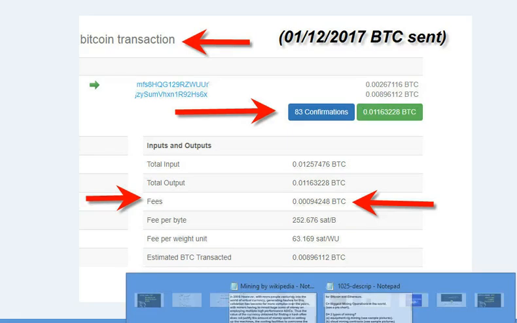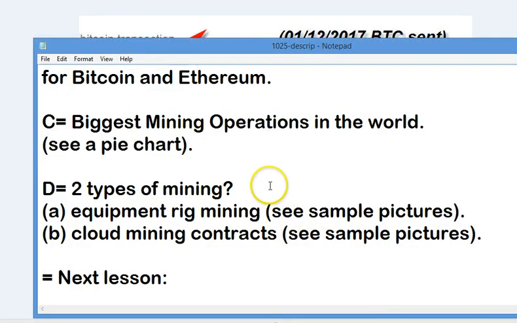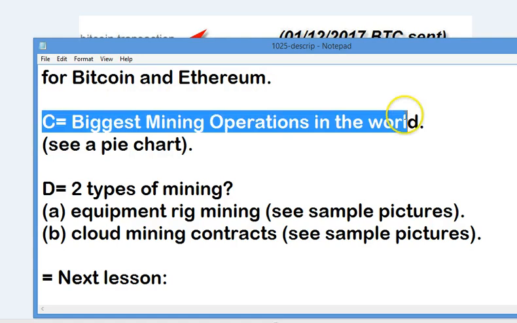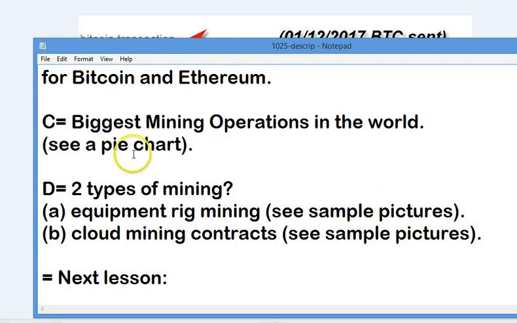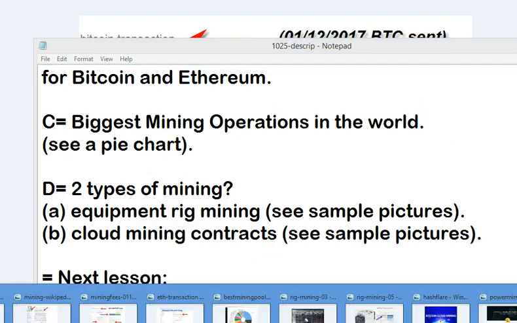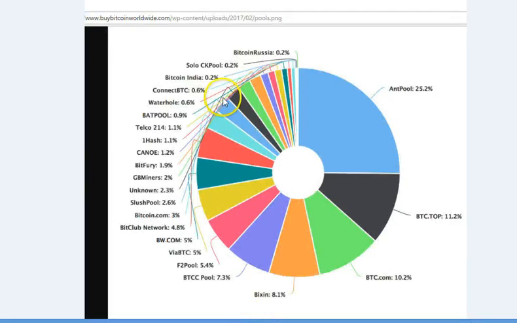Let's see here, our next line. Let's look at the biggest mining operations in the world, and there's a pie chart to go with it to show you guys right here. If you go to this website, and there are different websites, this one happens to be buybitcoinworldwide.com. It's showing the different pools, and I think this is 2017, so this changes all the time.